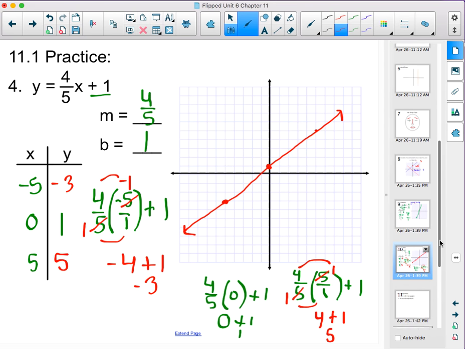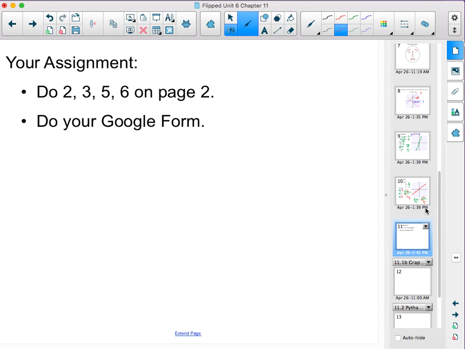We will go through more of these tomorrow, but for right now, you have an assignment. Your assignment is to do questions number 2, 3, 5, and 6 on page 2, and don't forget to do your Google form.